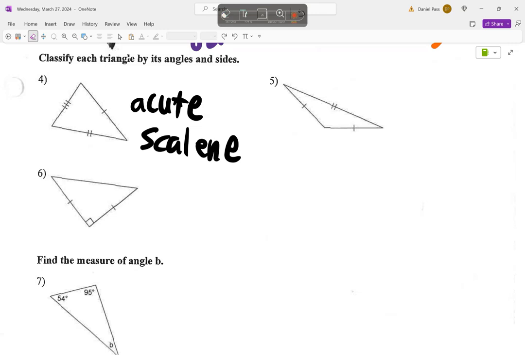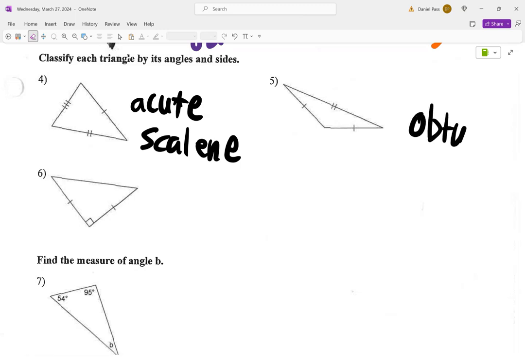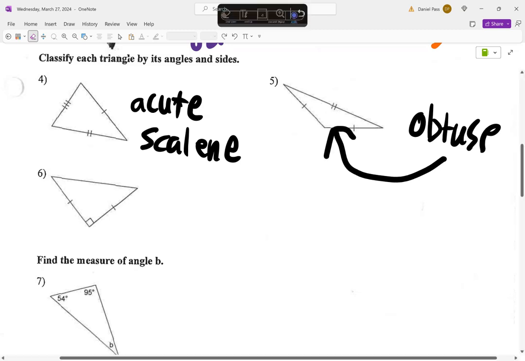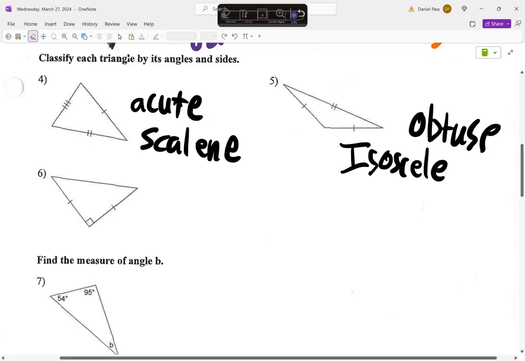Okay, how about number 5? It's obtuse. Obtuse, how do you know? Because it's more than 90. Right, because it's a really big angle. So this big angle right here means it's obtuse. Okay, what's the other name for it? Isosceles. Isosceles, that's correct.